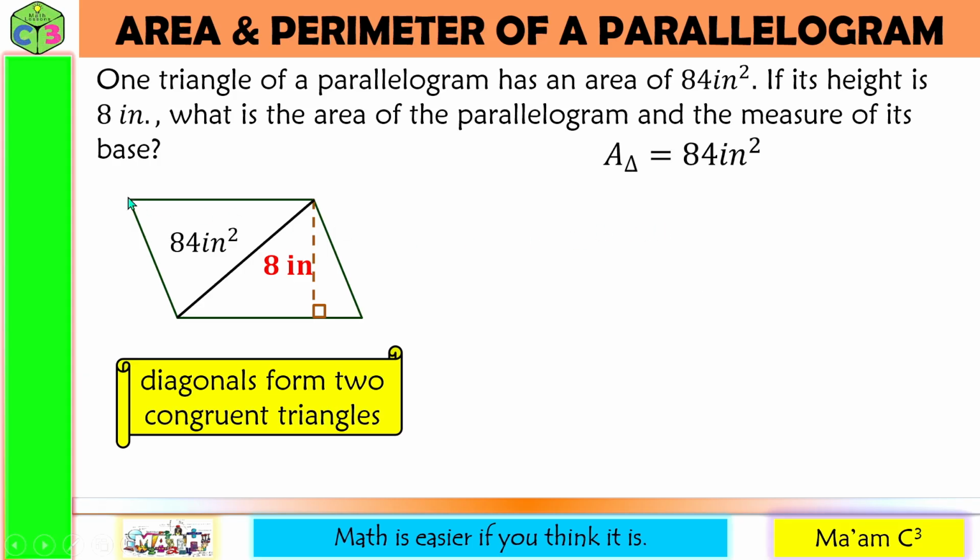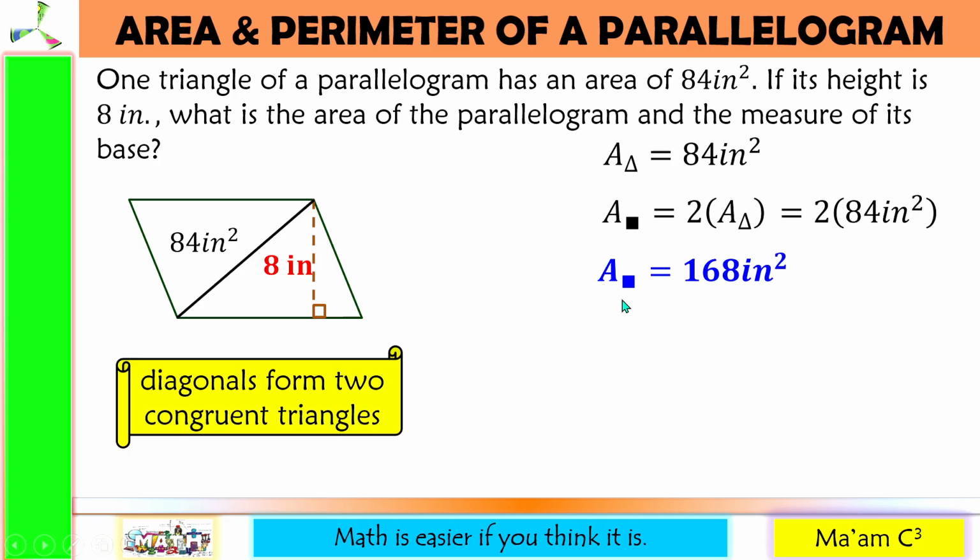To determine the area of the parallelogram, we just have to multiply this by 2 because there are two congruent triangles. So 2 times 84 square inches, and 2 times 84 is 168. So the area of the parallelogram is 168 square inches.